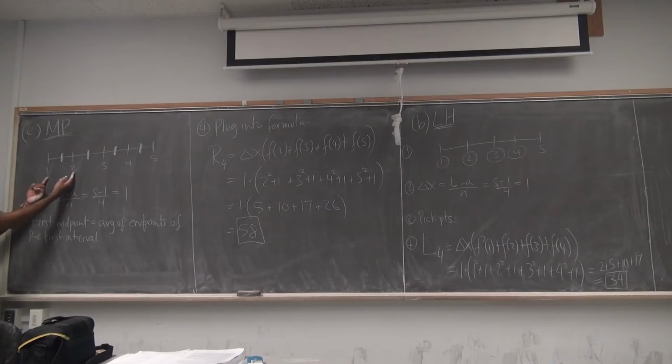So I'm pretty much going to average these numbers. The average of two numbers gives you the number exactly in the middle, right? So my first midpoint, x1 star, you should put a star, would be 1 plus 2 over 2, which is 1.5, right? Or 3 over 2.